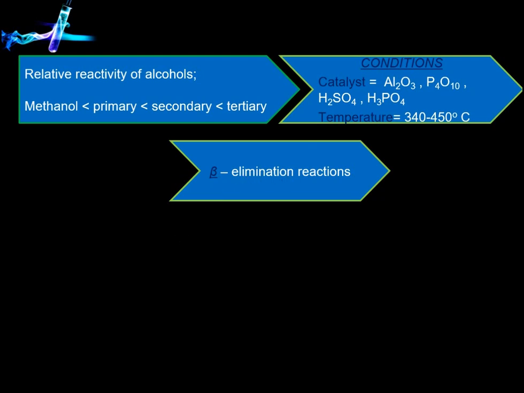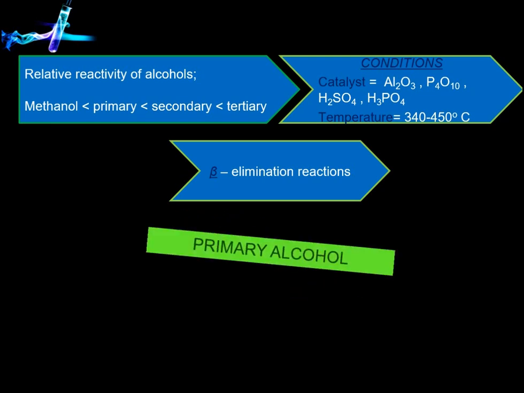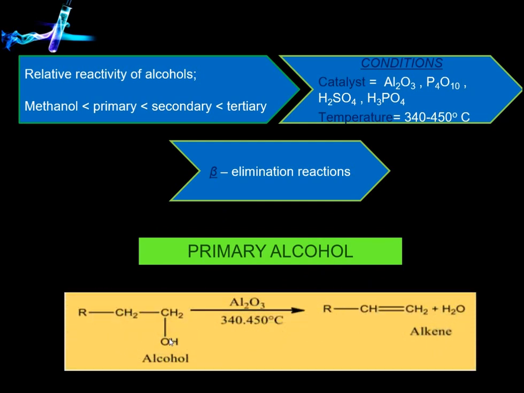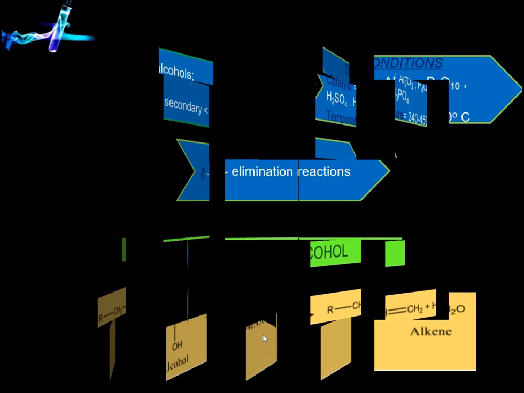Let's move on towards reactions now, how various kinds of alcohols make alkenes. First come primary alcohols. In a primary alcohol, as I have told you, the hydroxyl group is attached to a carbon, which is further attached to one more carbon atom. When it is reacted in the presence of alumina at a temperature of 340 to 450 degrees centigrade, hydroxyl from this carbon and hydrogen from this carbon will be removed and a double bond will be generated between these two carbons, making alkene and water.